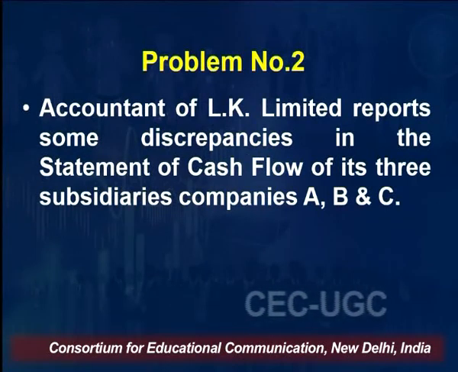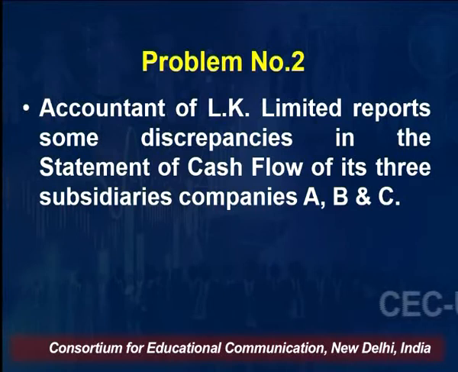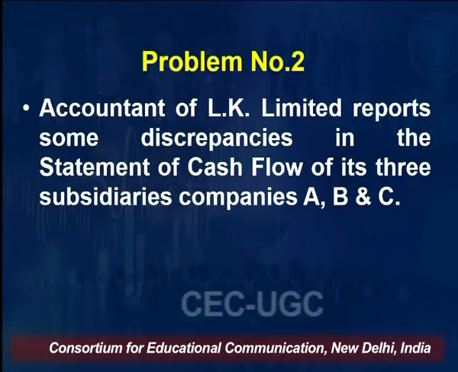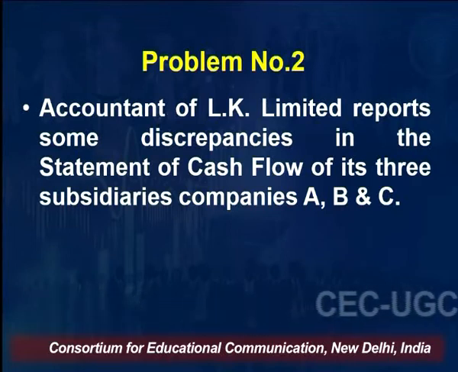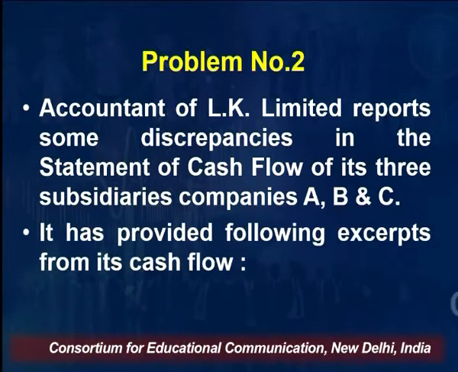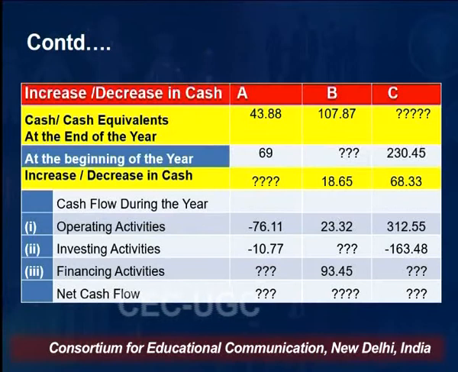Suppose there is a company called LK Limited, and in this problem you are provided with the information regarding the 3 subsidiary companies of LK Limited, and these subsidiaries are known as A, B and C. They are providing you some excerpts from their statement of cash flow, and this is the information which is provided to you.